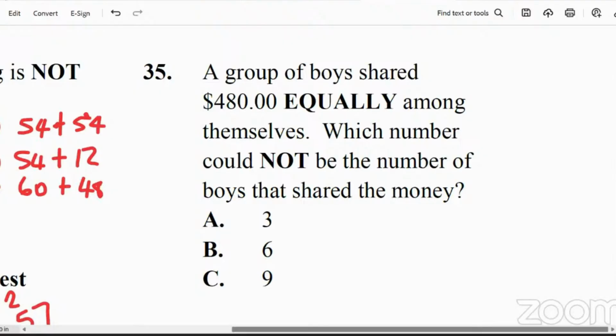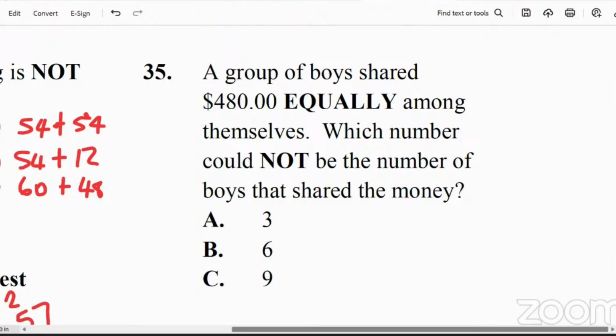Okay, so we're going to be dividing this money equally among a group of boys. They're asking which number could not be the number of boys. Could it not be 3 boys, or could it not be 6 boys, or could it not be 9 boys? So which of these, when we divide 480 by that number, could not be equally divisible.